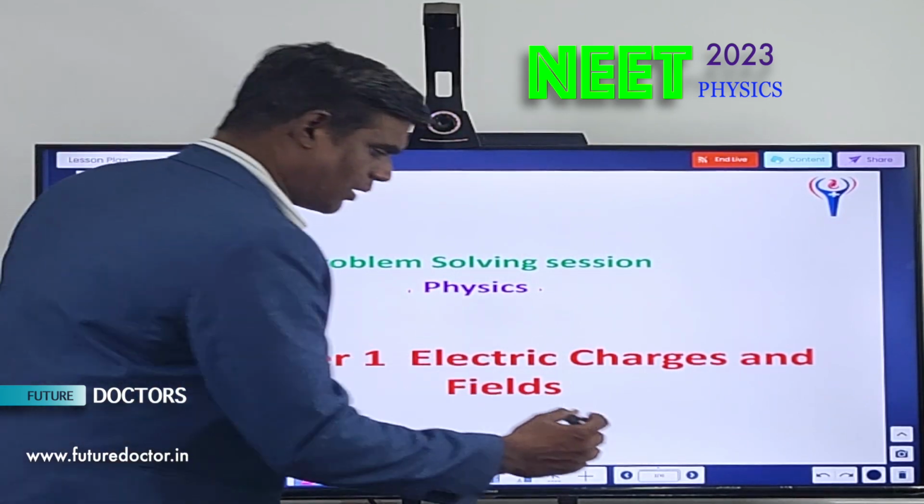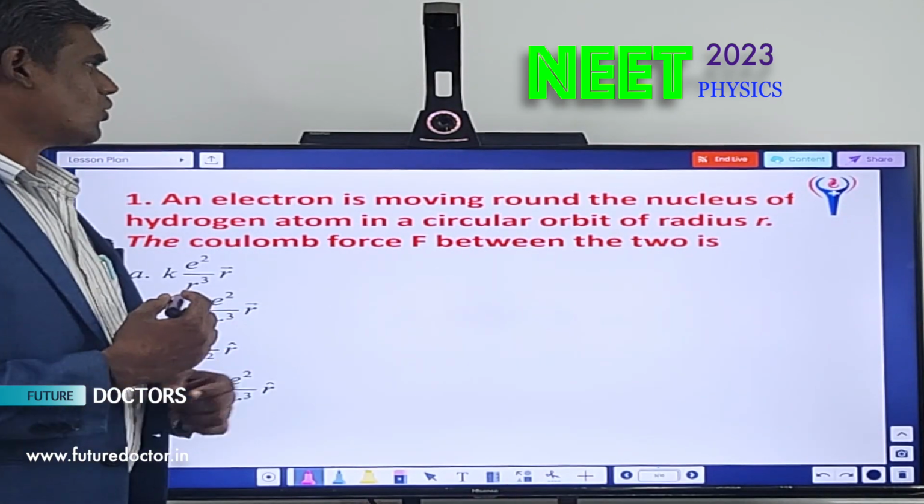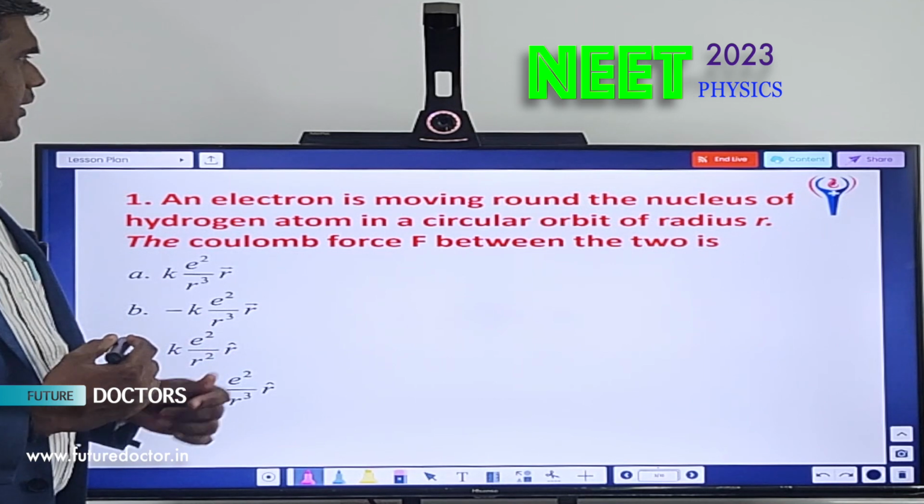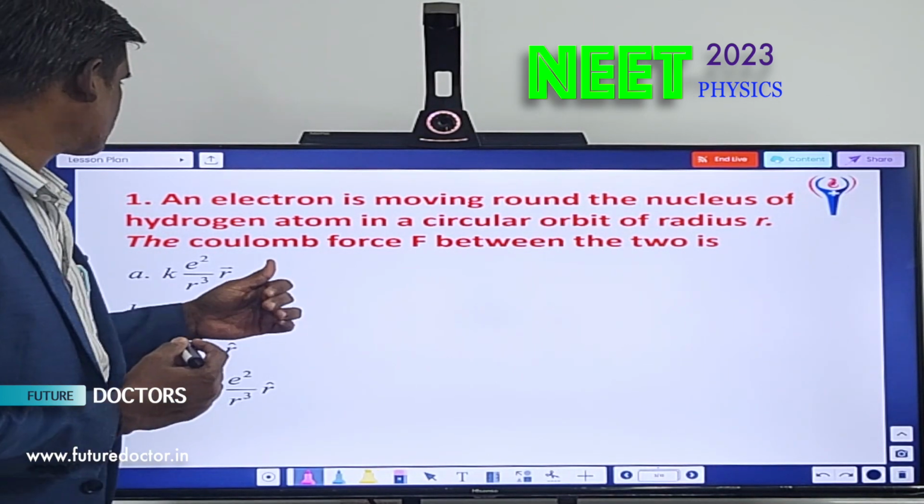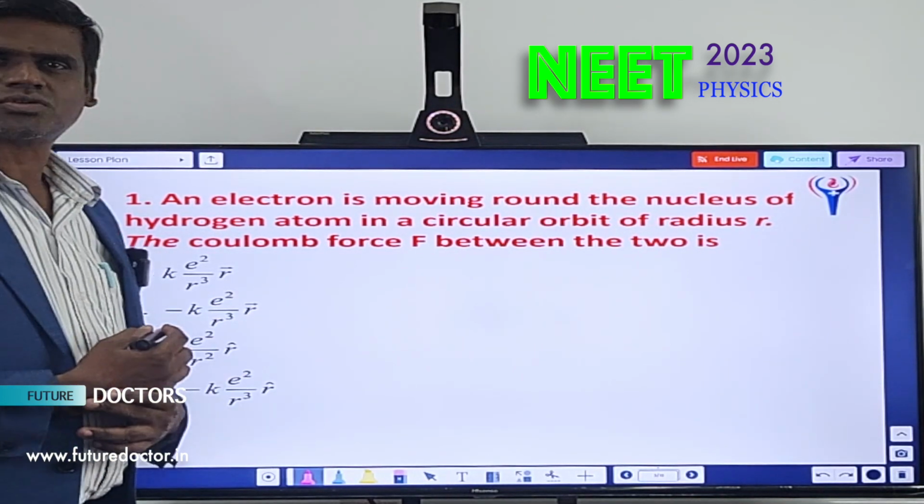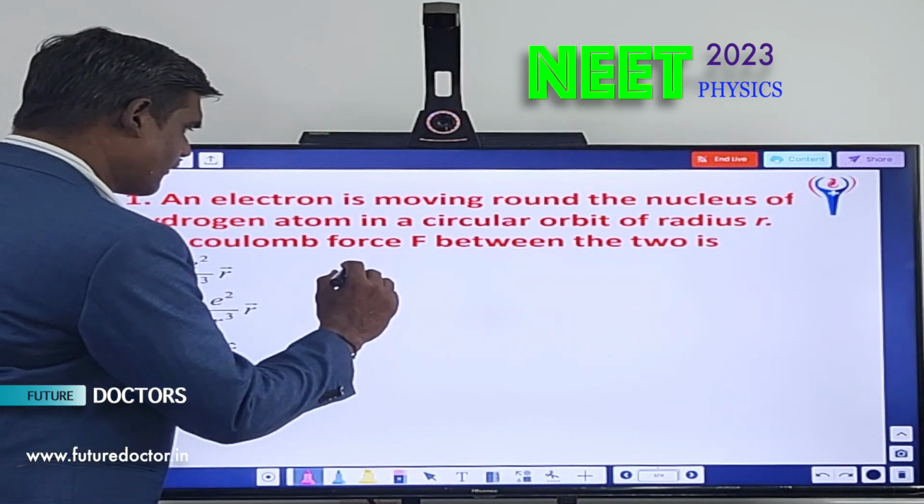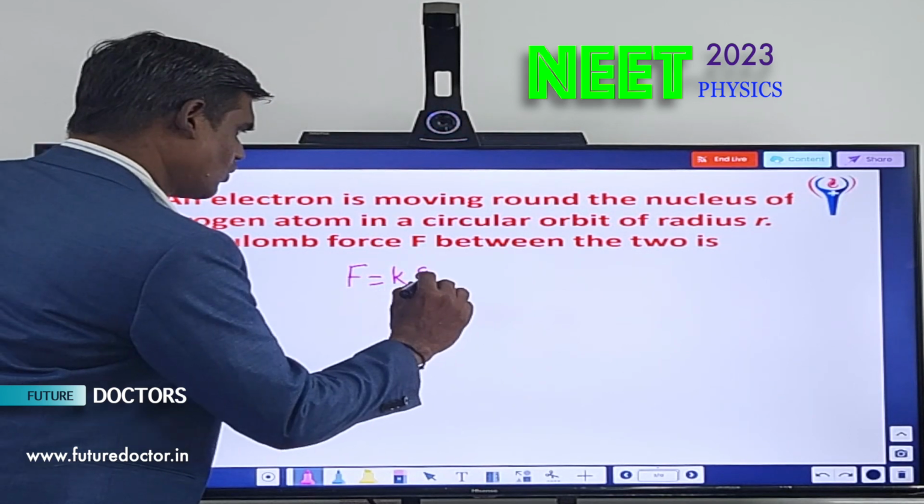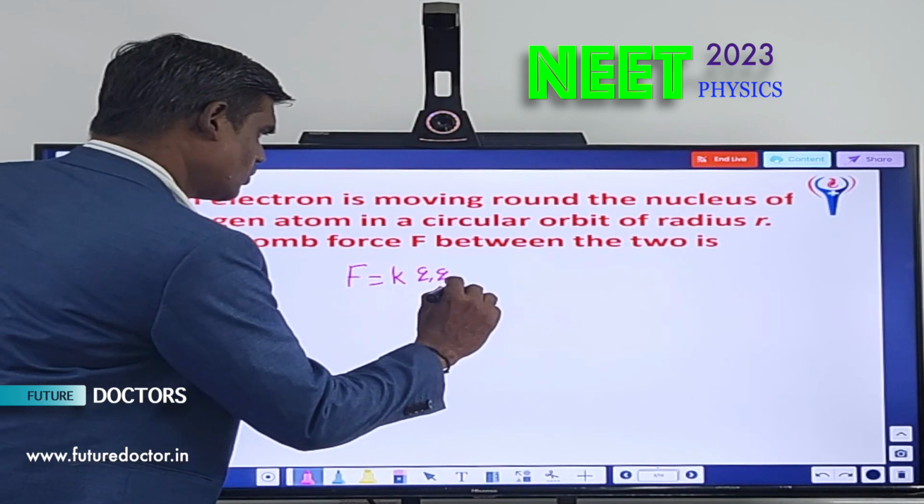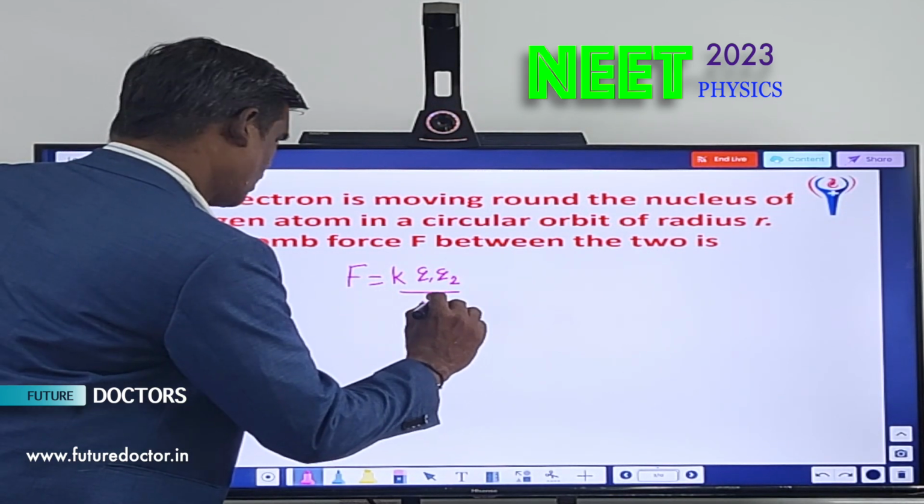Let's move to question number 1. An electron is moving around the nucleus of a hydrogen atom in a circular orbit of radius r. The Coulomb force F between the two is dash. What's the formula for Coulomb force? F equal to K into Q1 into Q2 by R square.